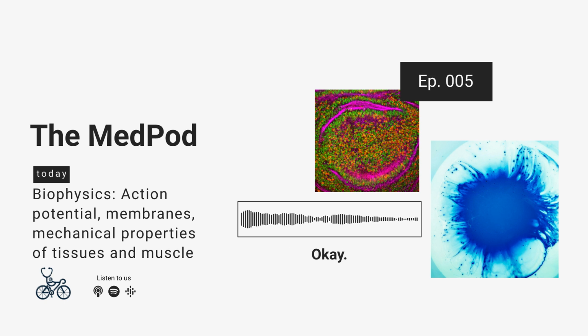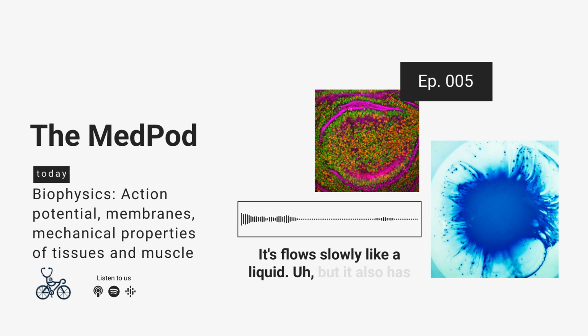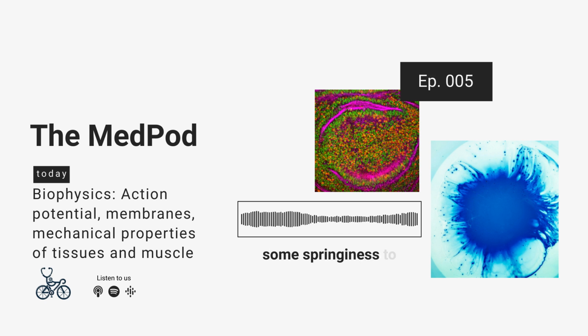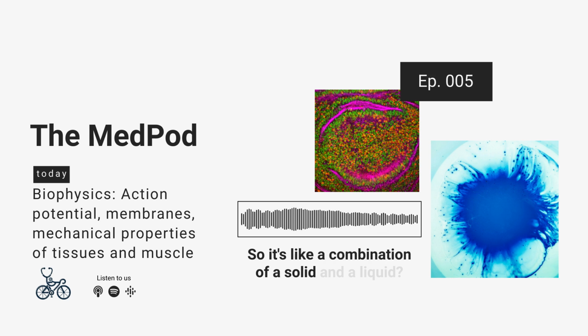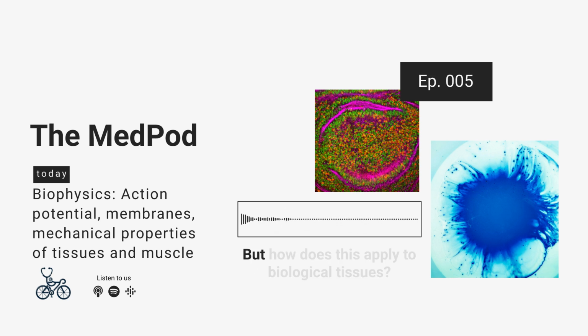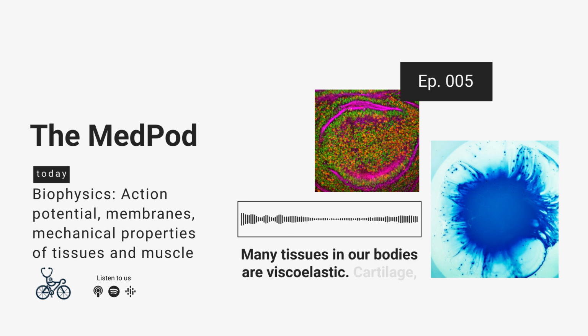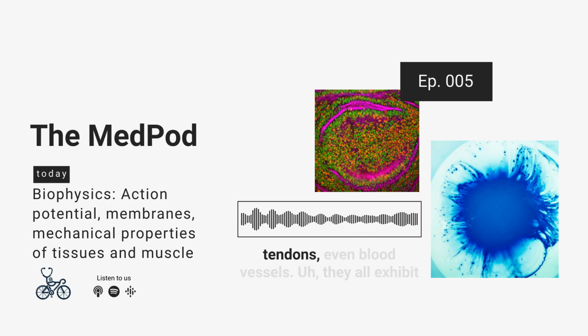Think about honey. It flows slowly, like a liquid, but it also has some springiness to it. That's because it's viscoelastic. So it's like a combination of a solid and a liquid. It is. But how does this apply to biological tissues? Many tissues in our bodies are viscoelastic. Cartilage, tendons, even blood vessels, they all exhibit this time-dependent behavior.